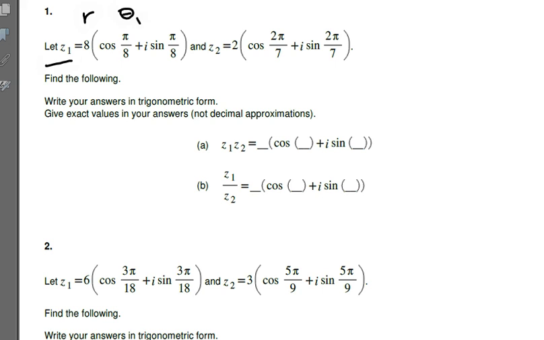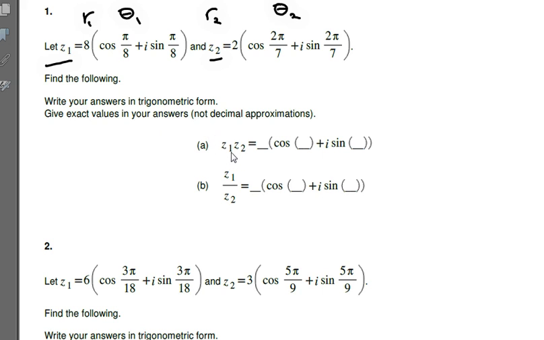In this particular problem, we have z1 equal to 8 times cosine pi over 8 plus i sine pi over 8. So this is our magnitude, and that's our theta. We have z2 equal to 2 times cosine 2 pi over 7 plus i sine 2 pi over 7. So 2 is our magnitude, and 2 pi over 7 is our theta. Then they ask us to find the following, and write your answers in trig form. Give exact values in your answer, not decimal approximations.